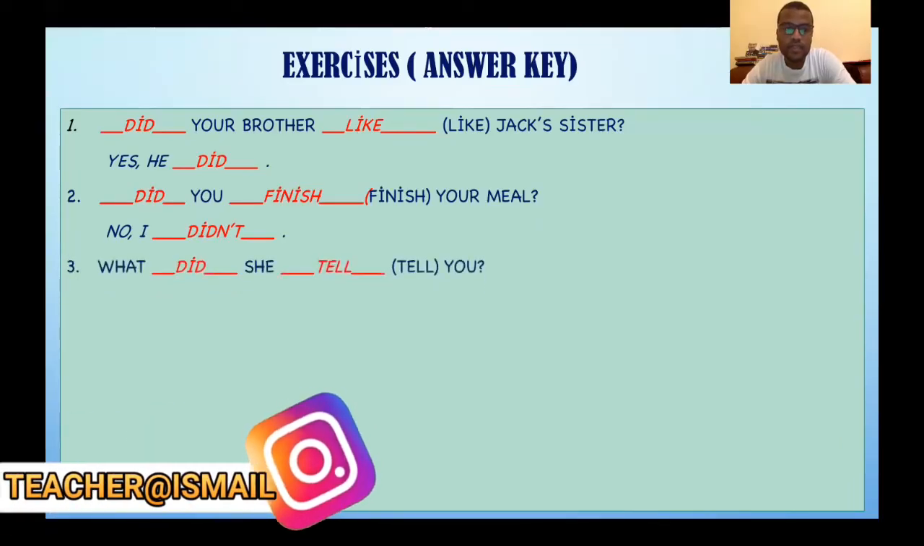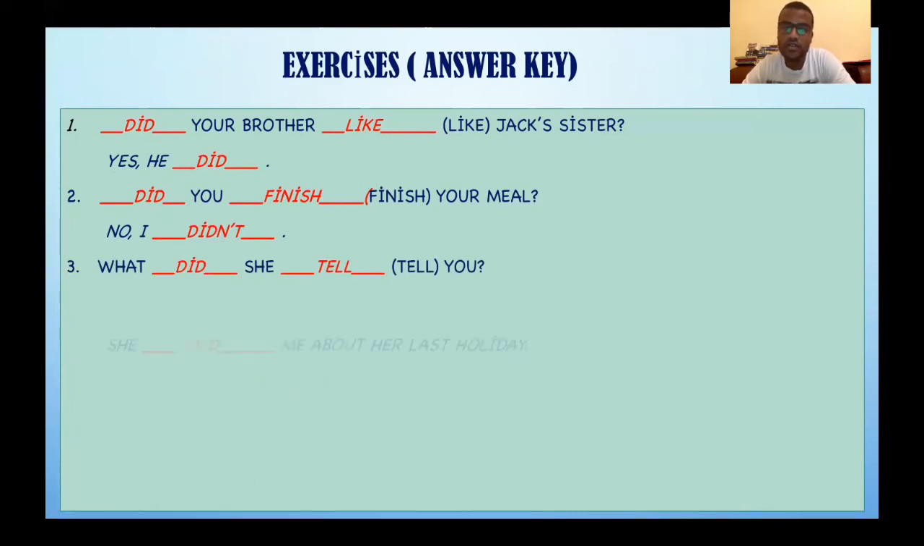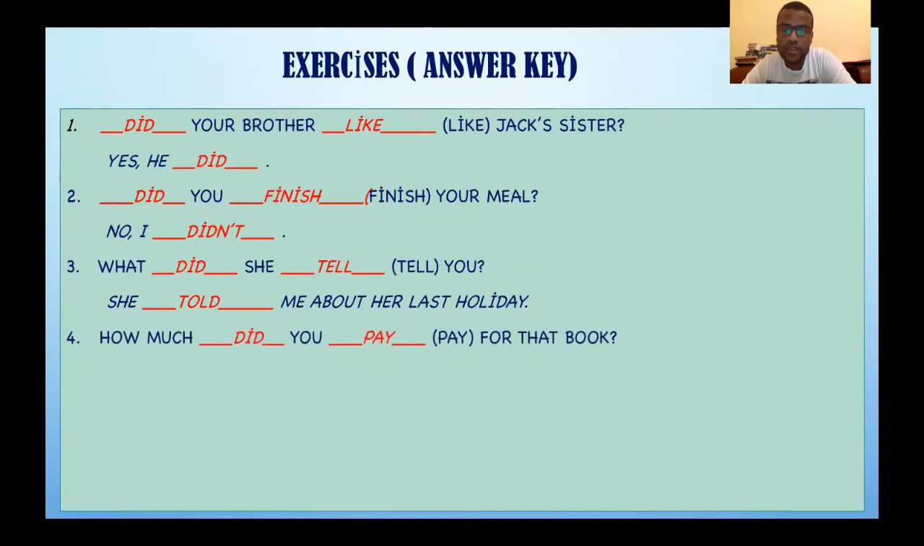3. What did she tell you? The answer is going to be told. She told me about her last holiday. We have the verb tell, so we are going to conjugate tell with told. 4. How much did you pay for that book? We can say I paid £10.